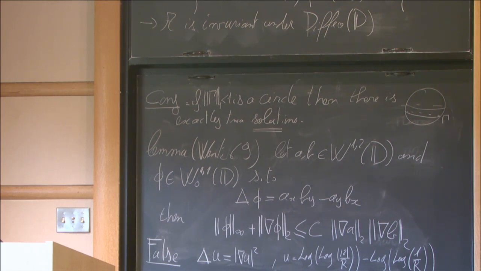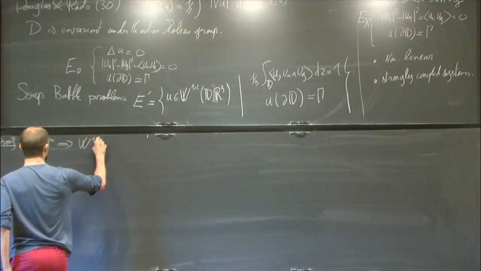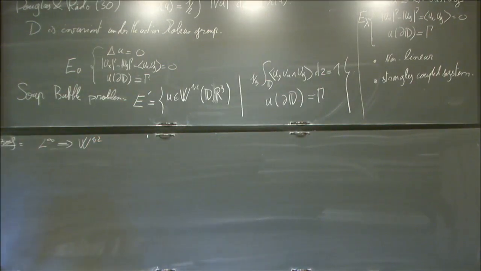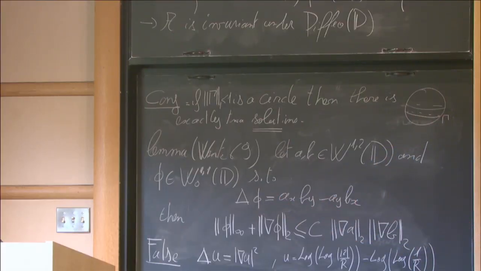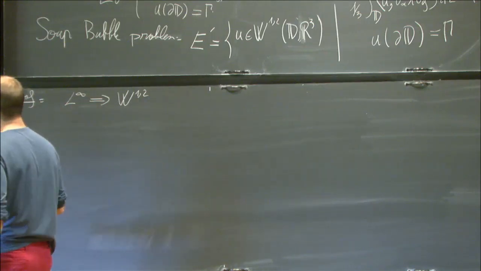So I'm going to give you a short proof of this lemma because we are going to use it a lot. In fact, it is easy to see that the L infinity bound implies a W^{1,2} bound. You just multiply by phi and you integrate by parts. So now we are going to prove the L infinity bound.